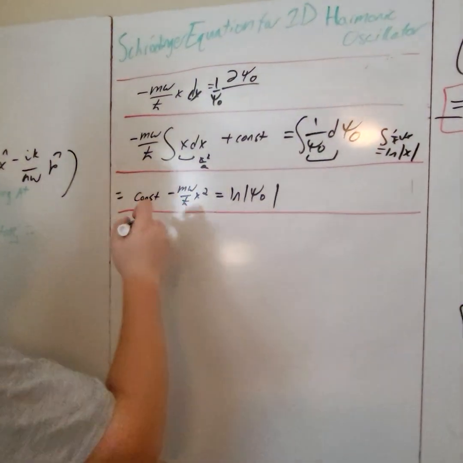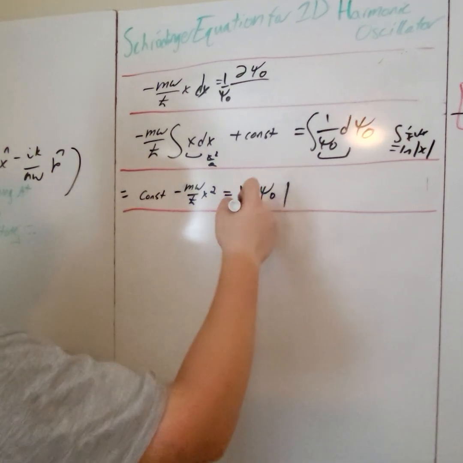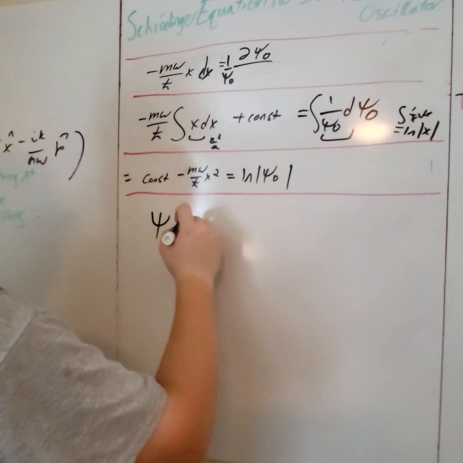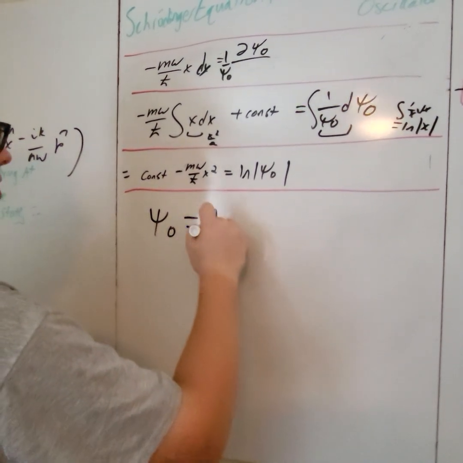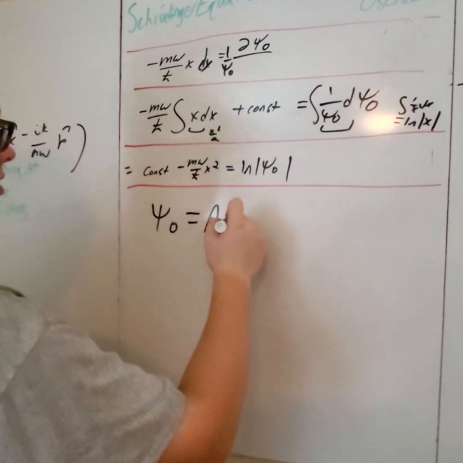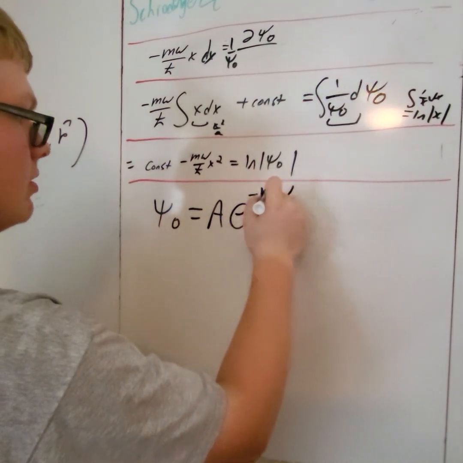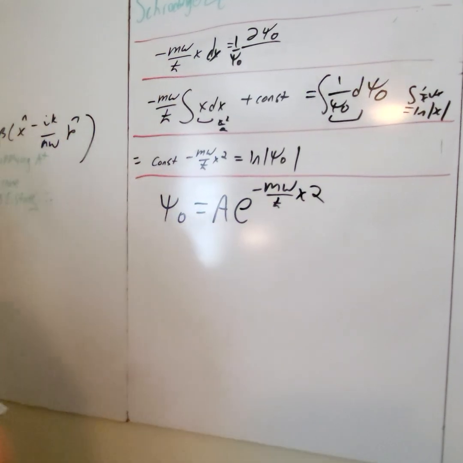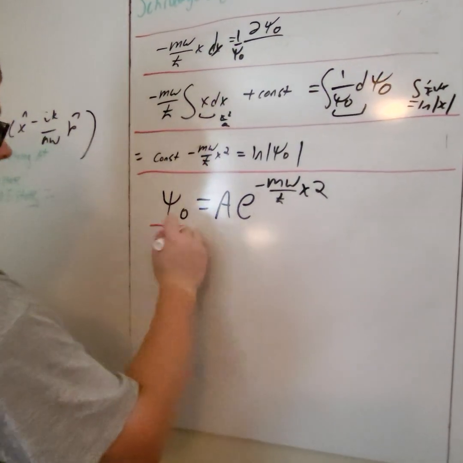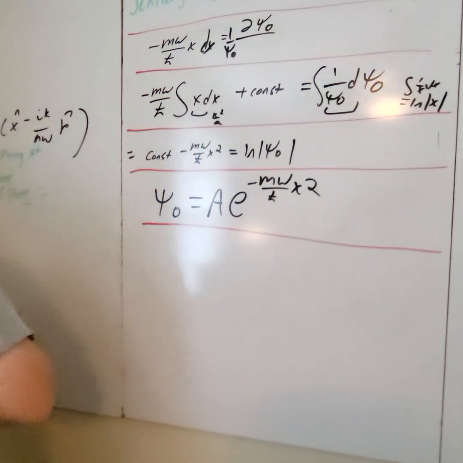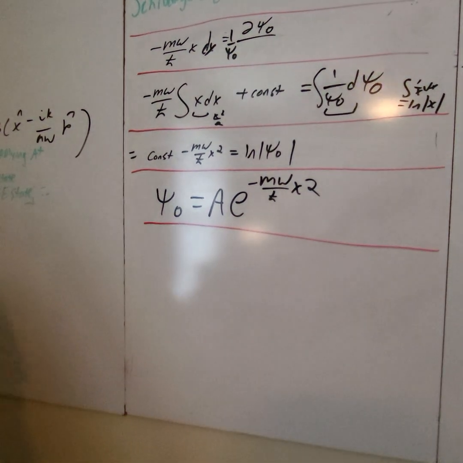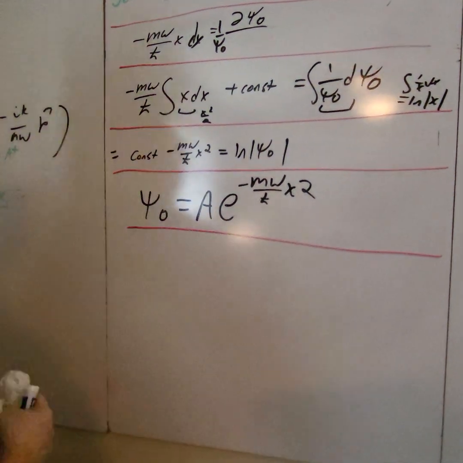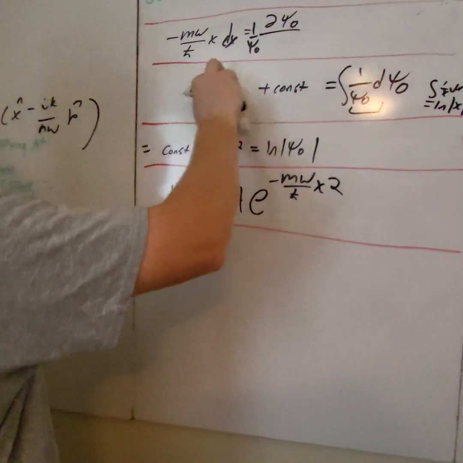Now we're going to exponentiate this, and that gives us a new constant times e to the power of negative x squared. This is our ground state wave function, which corresponds to the state of lowest energy.